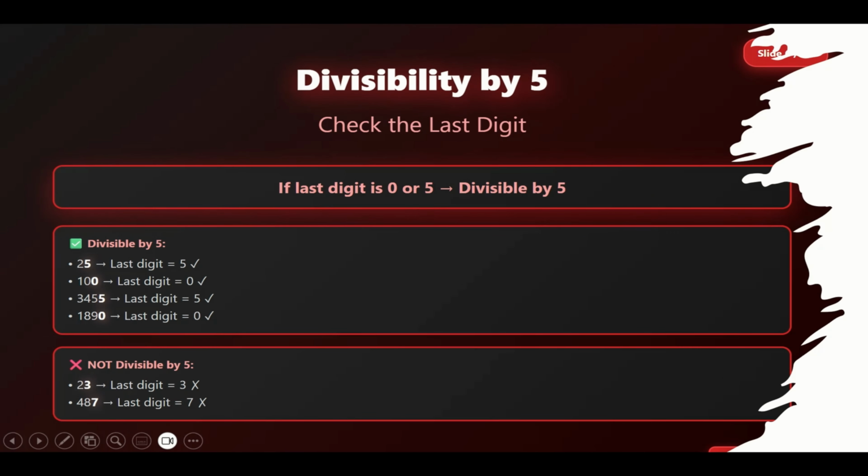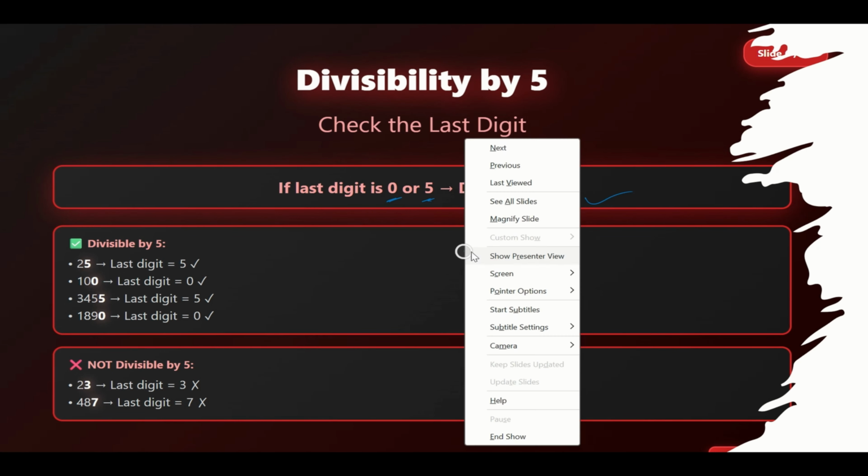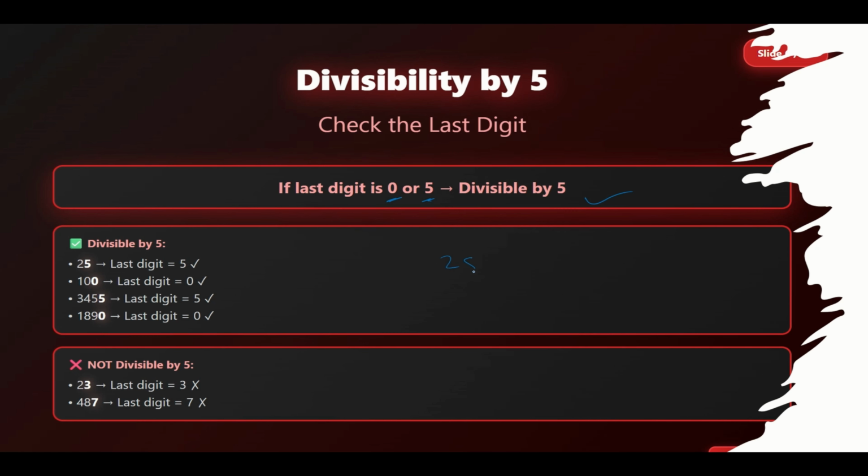Divisibility by 5. This is probably the easiest rule you will ever learn. If the last digit is 0 or 5, it is divisible by 5. That's it. Let's take a couple of examples. 25, where the last digit is 5. Therefore, this number is divisible by 5. 100, the last digit is 0. Hence, the number is divisible by 5.